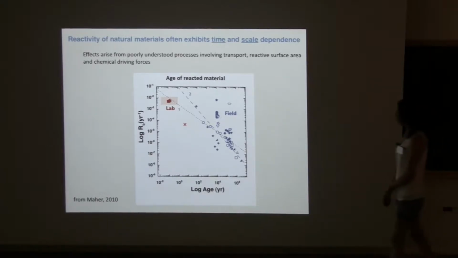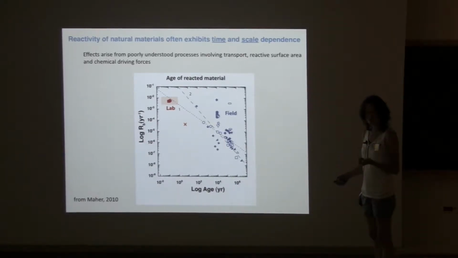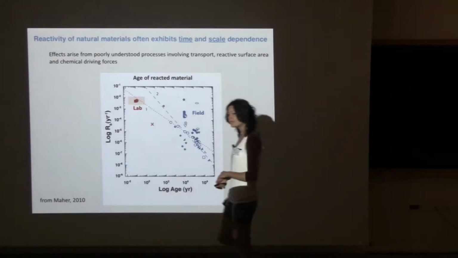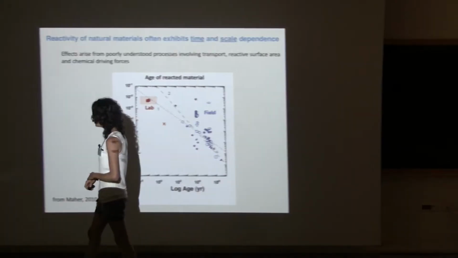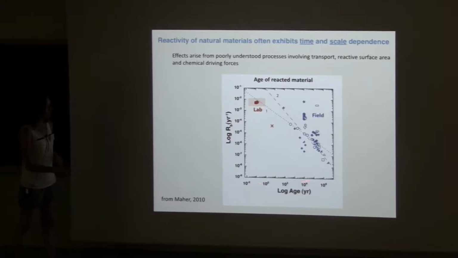And what we're looking at now are plots or data sets for how fast water and rock are reacting with each other. In this case, we're compiling a whole bunch of different reaction rates for mostly feldspar dissolution, primarily albite. And we're plotting this as a function of how old those rocks are.